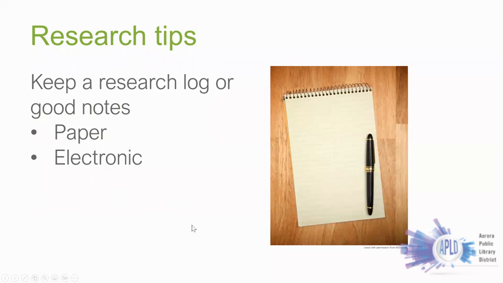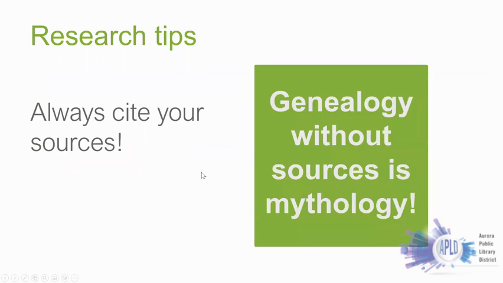As you're doing your research, make sure you keep a good log or some good notes of what you've looked at. You can choose whatever method works best for you. If you like pencil and paper, great, use that if that's what works. If you prefer to use electronic, like a Dropbox or an Excel spreadsheet on your computer, whatever works best for you is what you need to use. There's no one right way to do it, but the most important thing is that you keep track of the information. And always remember to cite your sources.